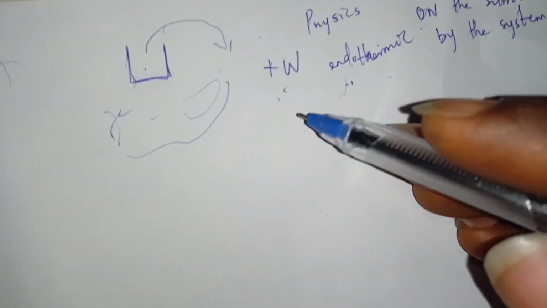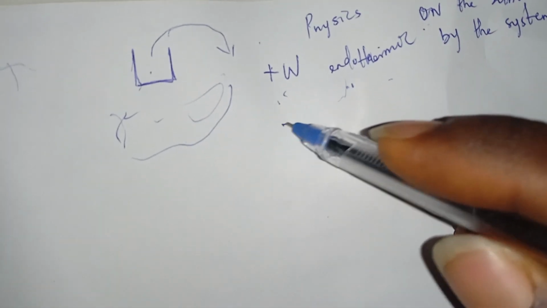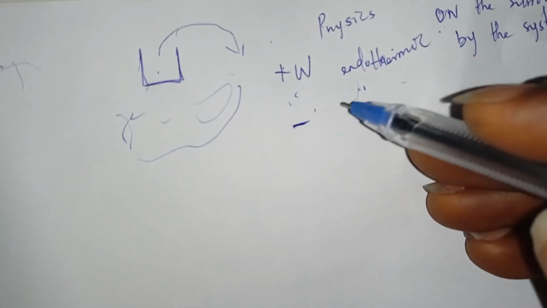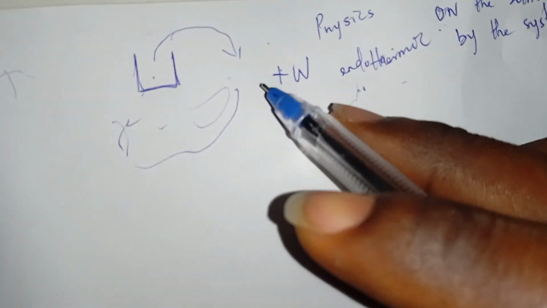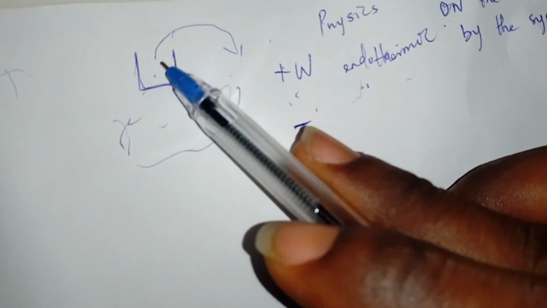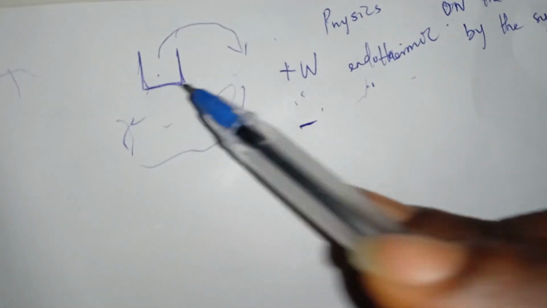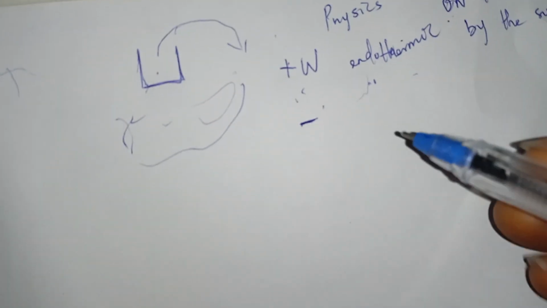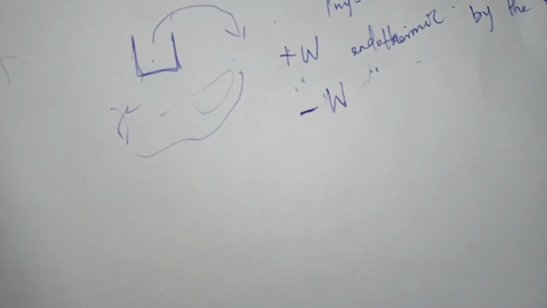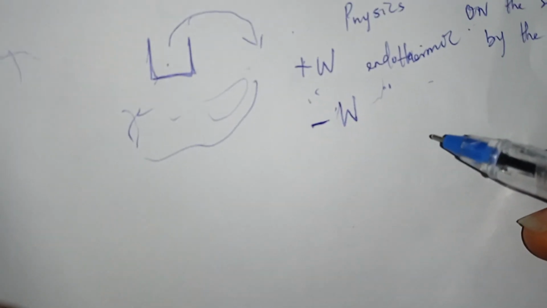Now when it's done by the surrounding, the surrounding is losing energy, that means when it's done by the surrounding, work is done on the system. So the system is gaining, system will be positive, but the surrounding will be negative work. So you understand it now.